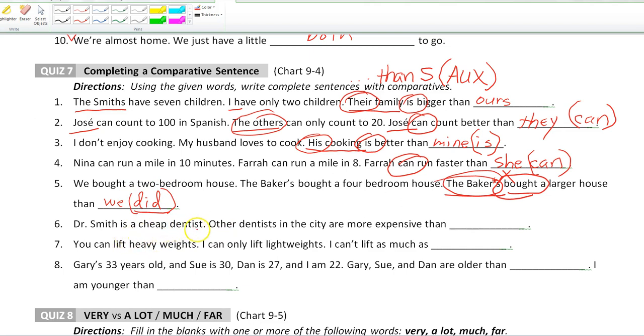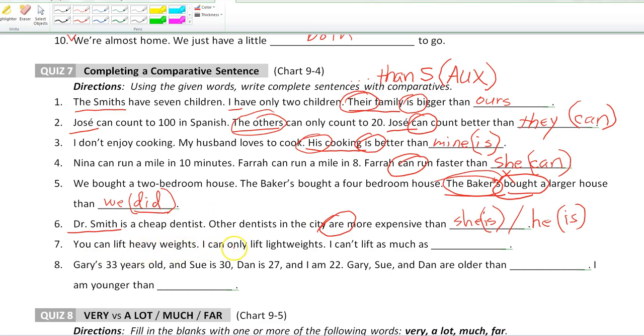Dr. Smith is a cheap dentist. Other dentists in the city are more expensive than blank. Okay, here we don't know if Dr. Smith is a man or a woman, so because we don't know and we can't find out, you guys just choose what you want. So let's do woman first. Other dentists in the city are more expensive than she is. And of course we can drop is, and here the aux is be. And then he is.